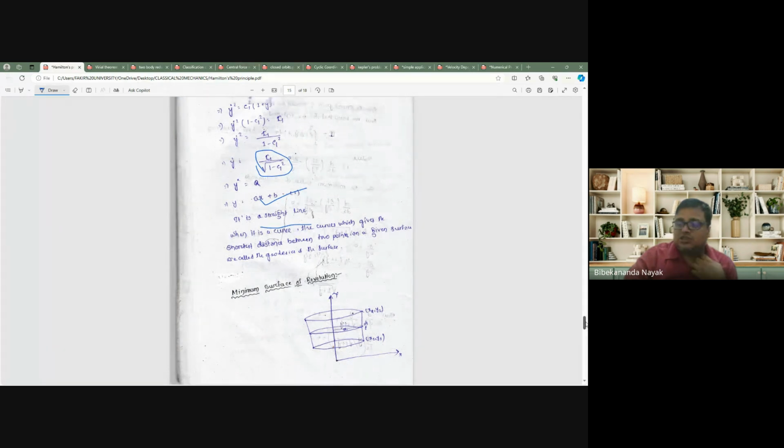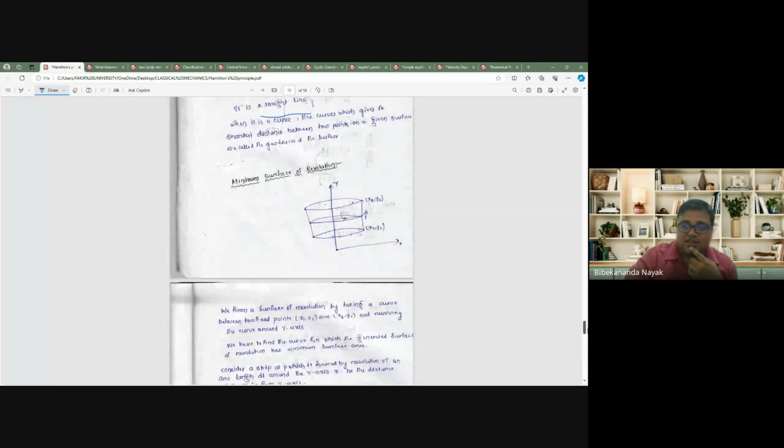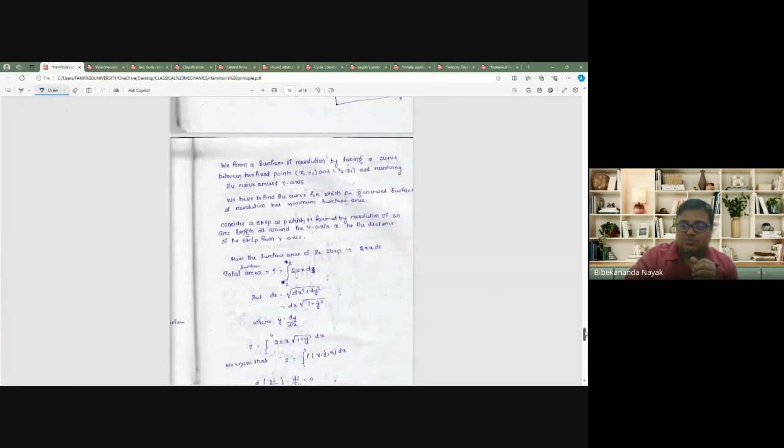So the shortest distance between two points in a plane is a straight line. Another similar example is the minimum surface of revolution. If you revolve a curve around an axis, we get a surface of revolution. Our aim is to find the surface for which the surface area is minimum. It can also be calculated by using Hamilton's principle.